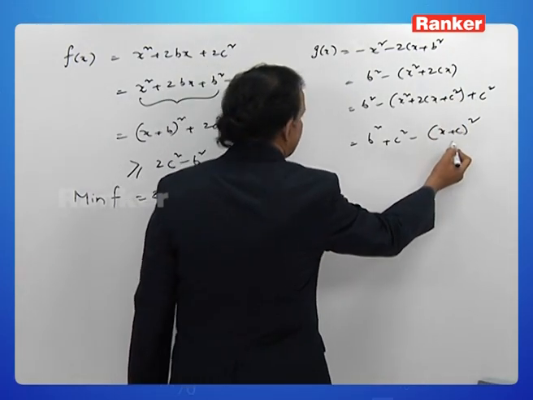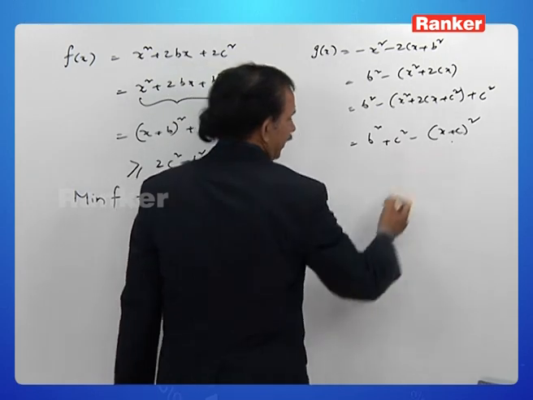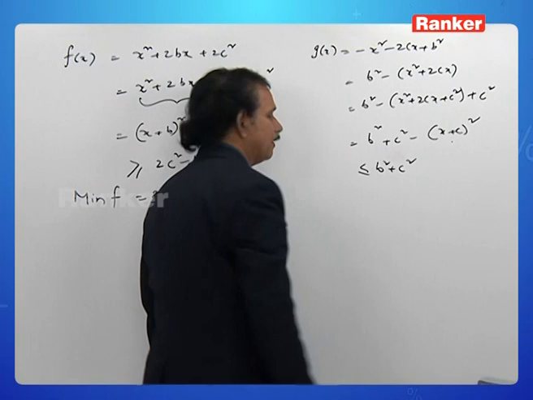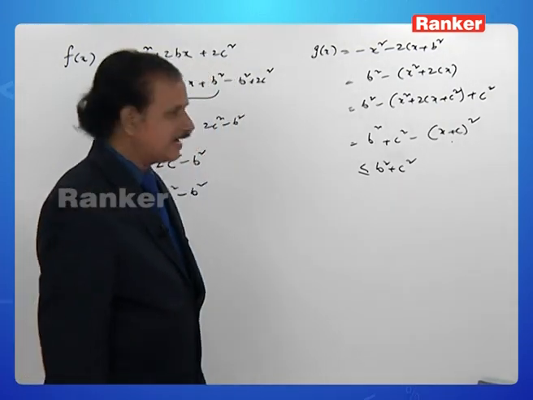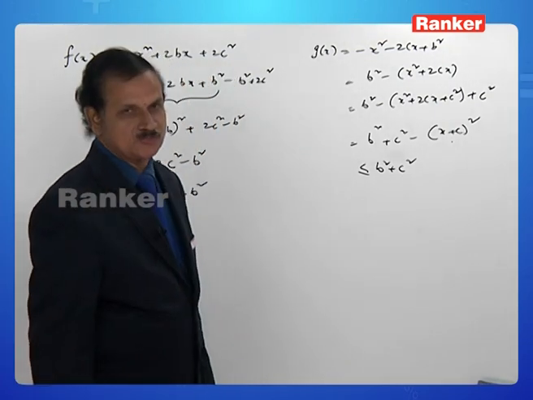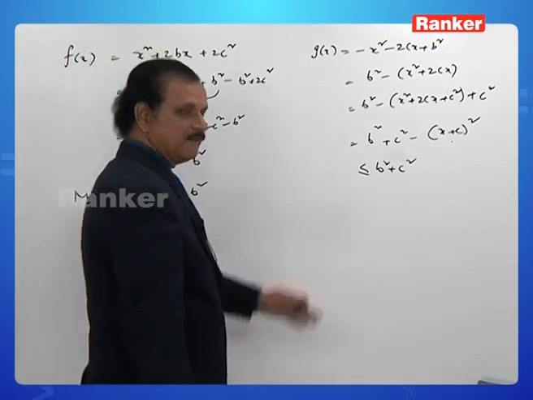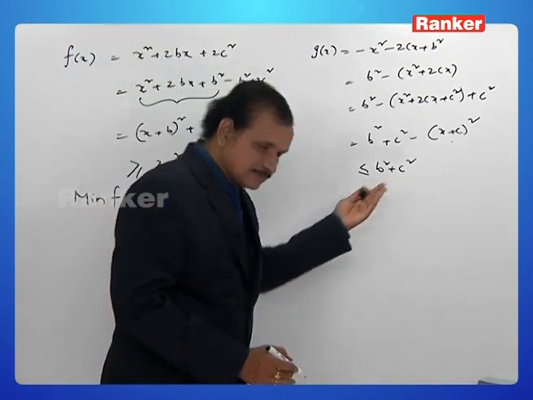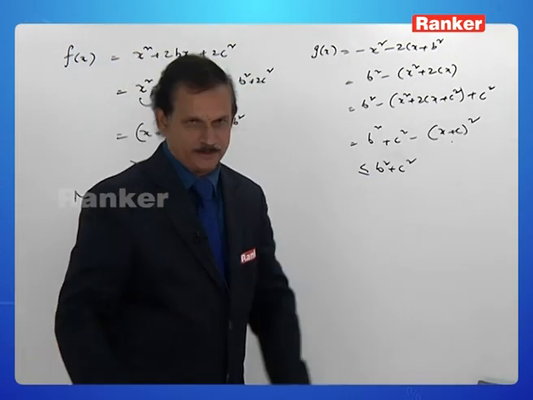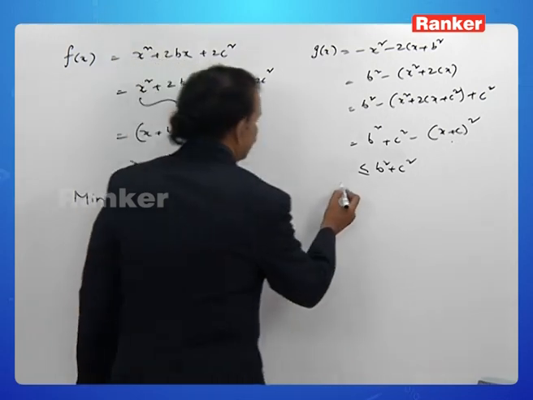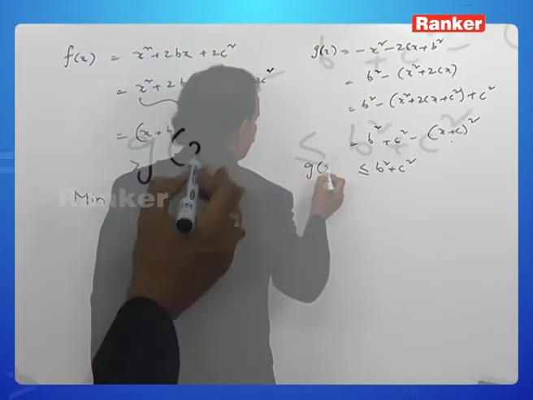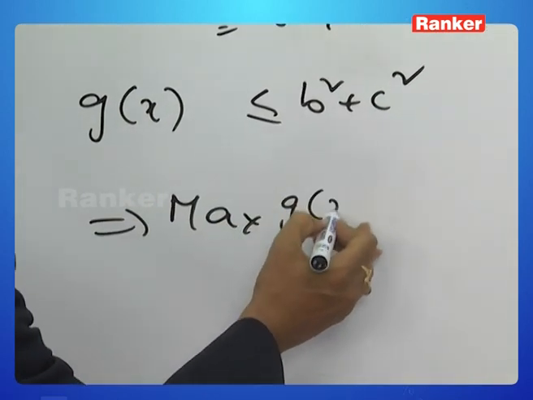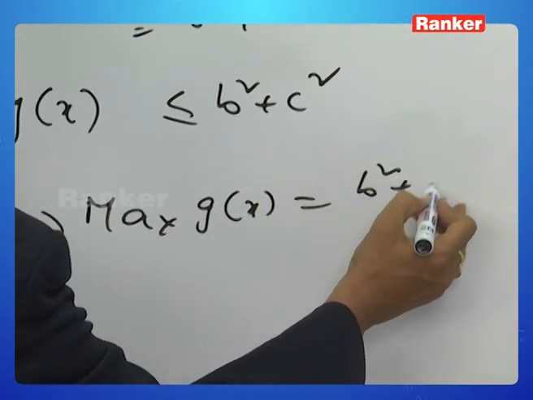Therefore, this is a perfect square. This is a non-negative number, hence this is less than or equal to b square plus c square. From this, we are able to notice that the maximum of g of x is b square plus c square. Why? Because the value of g of x can never exceed b square plus c square. Therefore, g of x is less than or equal to b square plus c square, implies maximum of g of x is of course equal to b square plus c square.